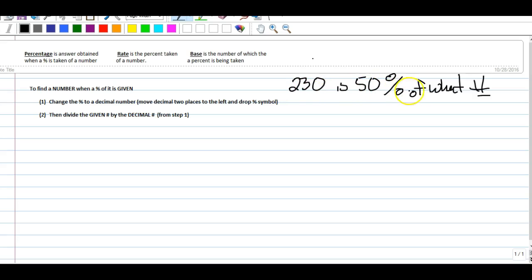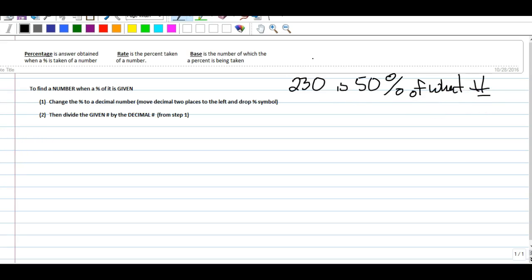230 is 50% of what number? So if I take 50% of some unknown number, I get 230. And what I want to know is, what is that unknown number? What I'm trying to find is that unknown number. So I've given the percentage, which is 230, and I have the rate or the percent, which is 50, and I'm trying to find the base.